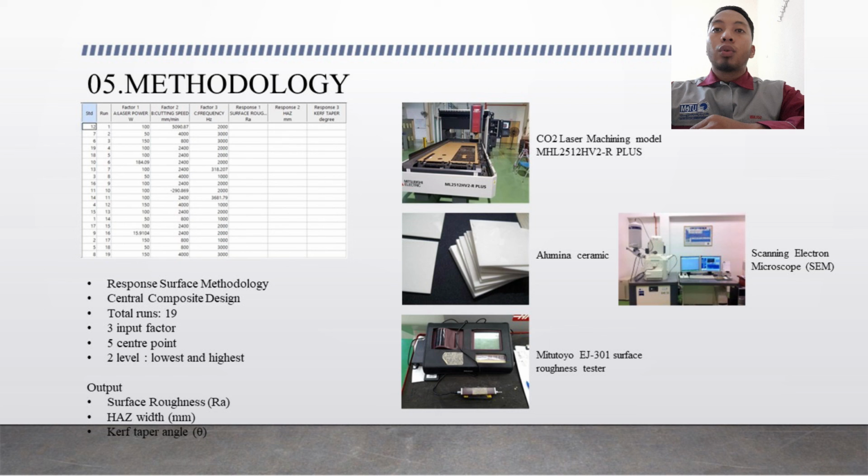This is a photo of the CO2 laser machining model MHL 2512 HV2-R Plus. The second picture is alumina ceramic, and the third photo is the Mitutoyo EJ-301 surface roundness tester used to measure the surface roundness. And the scanning electron microscope, as in this slide, is used to measure the heat affected zone and kerf taper angle.